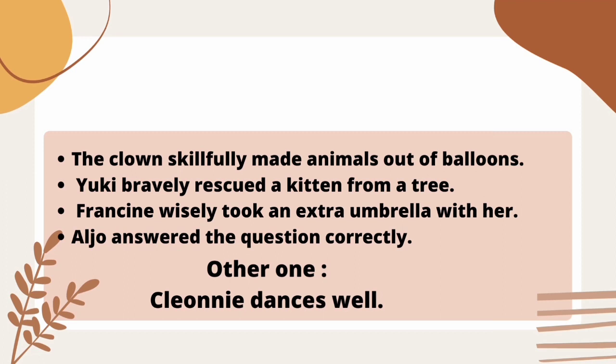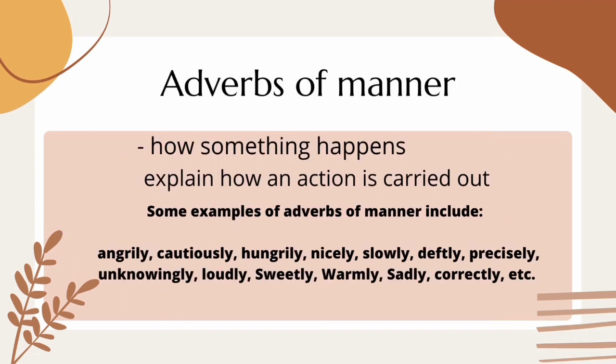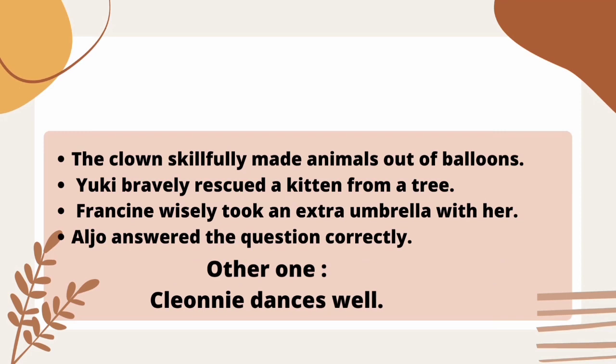So notice how the adverbs are formed by adding ly to the adjectives brave, correct, skillful, and wise. Although there is a slight spelling change when forming an adverb with the adjective easy. Another example, the boys had worked hard. Another, Cleone dances well. So, an adverb of manner will explain how an action is carried out.